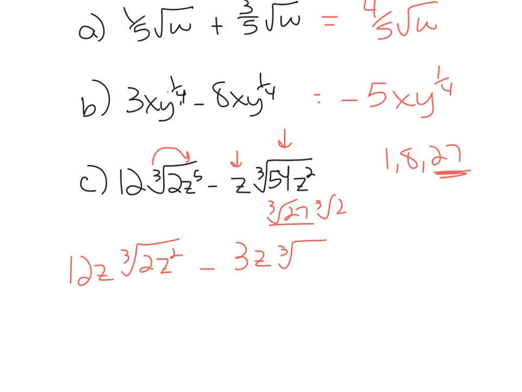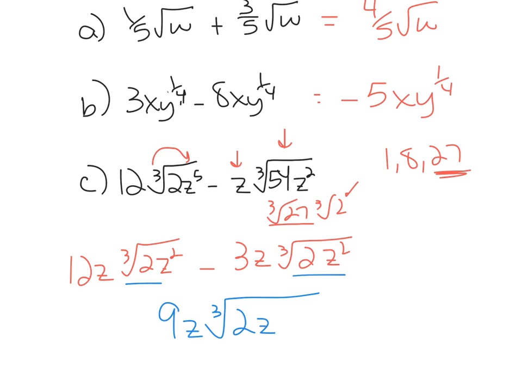It's going to be a cube root. Now, what does that leave? It leaves a 2 inside and a z squared inside, which just happens to be the same thing I had over here. They're the same. So I'm just going to subtract the numbers in the front. 12z minus 3z is 9z on the cube root of 2z squared. And that's it. That's a doozy.